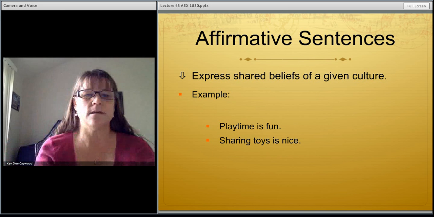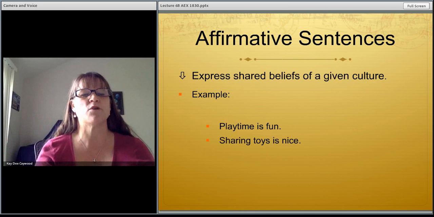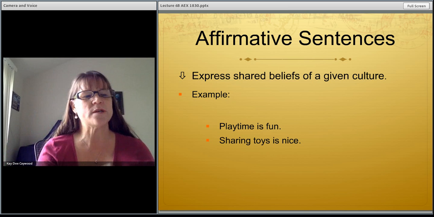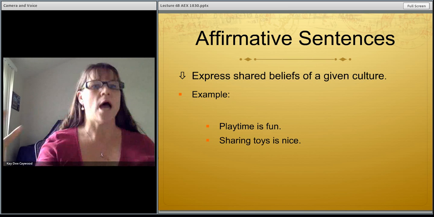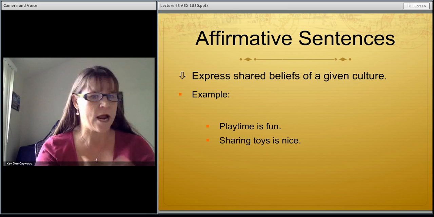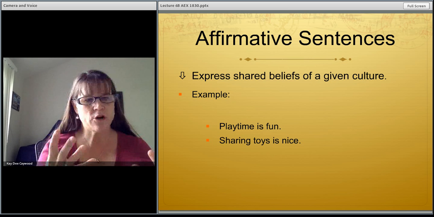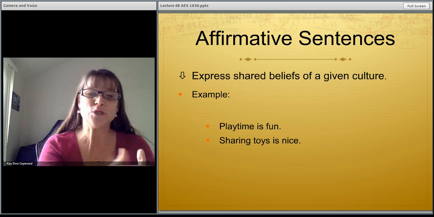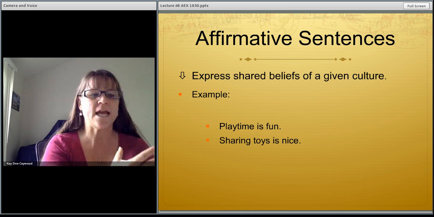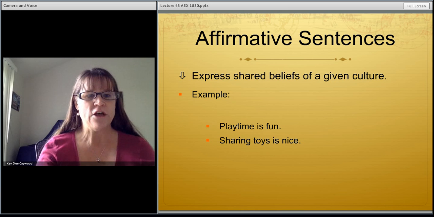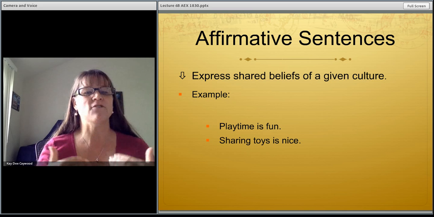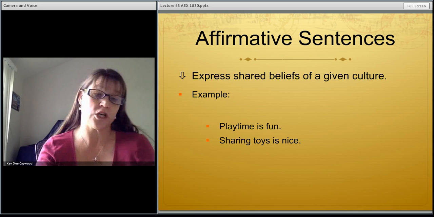Affirmative sentences express shared beliefs of a given culture. It could be the culture of the school, of the classroom, of the area as a whole, but they're shared beliefs that everybody believes. The student may not believe them themselves, but they are considered to be shared beliefs. So, for example, playtime is fun. Sharing toys is nice. Those are things that in a classroom, the shared culture tends to believe.